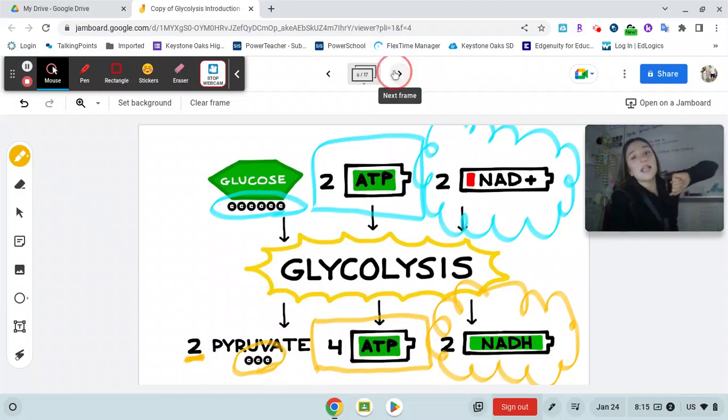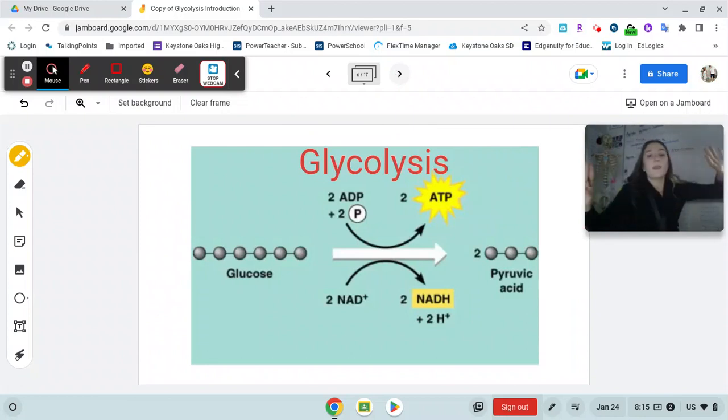Now let's go to slide 6. Let's look at it again. Okay. In glycolysis, which means to split sugar, we are going to break apart glucose to make a couple of things to help us start cellular respiration to occur.